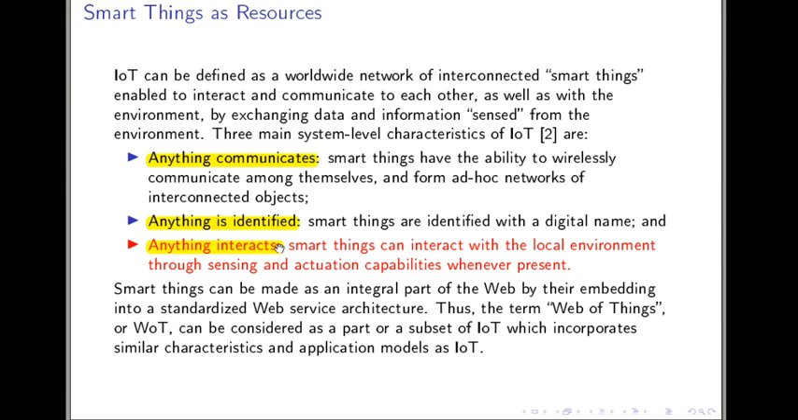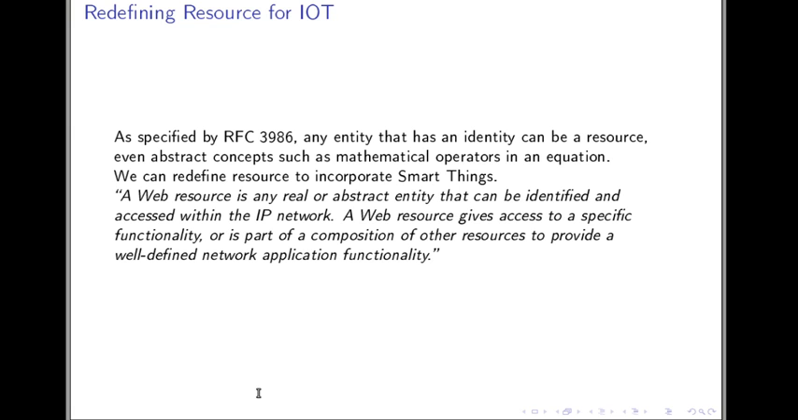That means smart things can be made an integral part of the web by embedding them into a standard web architecture. Thus, the term Web of Things, WoT, can be considered as a subset of the IoT, which can incorporate similar characteristics and application models as IoT.